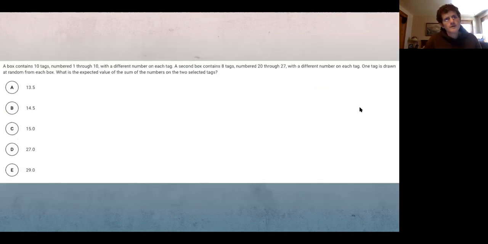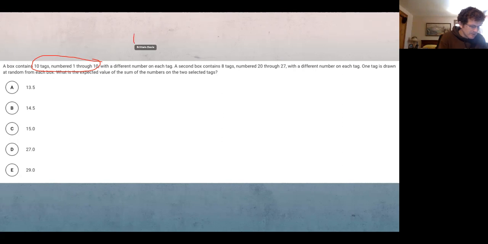Okay. A box contains 10 tags numbered 1 through 10 with a different number on each tag. A second box contains 8 tags, 20 through 27. One is drawn from each box. And what is the expected value of the sum? We need to figure out the expected value for these 10 tags. Now, there's only one of each number, so it's actually pretty straightforward. I've got 10 numbers, so 1, 2, up to 10. Each one of them has a 1 in 10 probability of being picked.